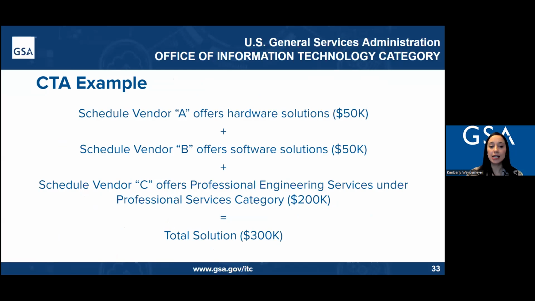So this is an example of what a CTA could look like. This particular example includes 3 schedule contracts. You have your schedule vendor A, who offers hardware solutions. You have your schedule vendor B, who offers software solutions. And then you have your schedule vendor C, who offers professional engineering services. So when these 3 contractors work together, they can provide a total solution to the government.